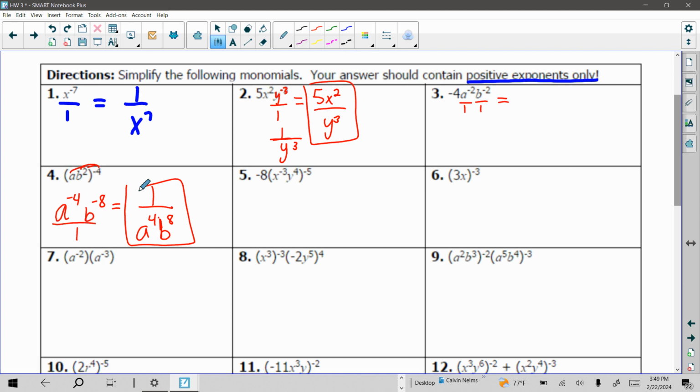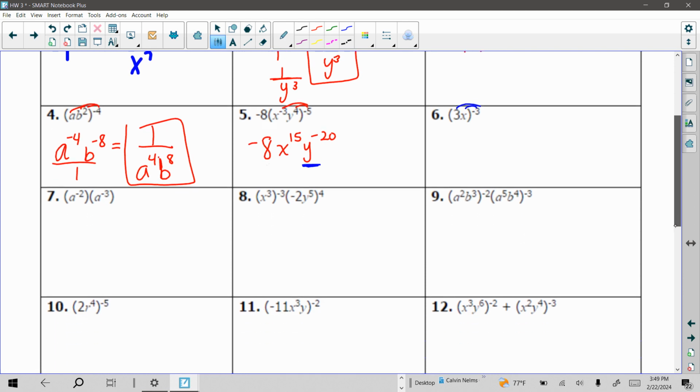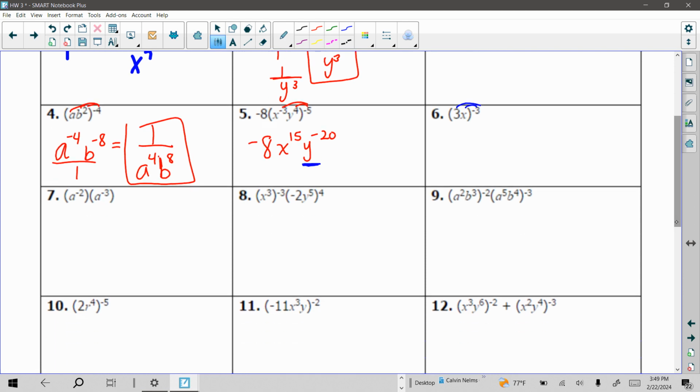Okay, so do your power rule first, and then any other operations after that. Sometimes when you multiply a negative times a negative, it's going to turn into a positive. Like on number 5, this would be negative 8, and then I'm multiplying that to x to the positive 15, y now to negative 20. So now this term, the y, is the one I need to do the reciprocal. I need to flip to make it a positive. So do your power rule first, and then change your negative exponents to a positive.